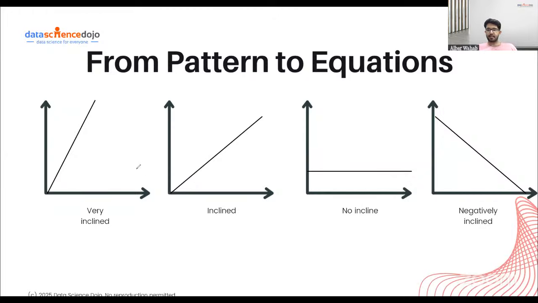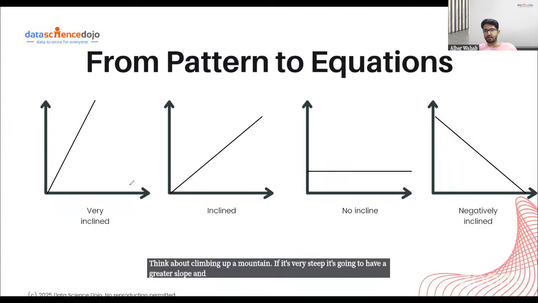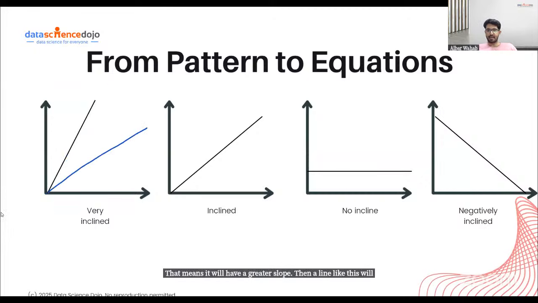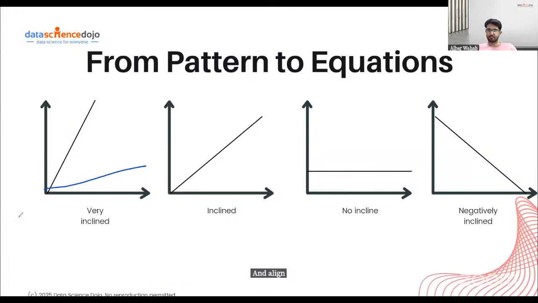A slope of a line is basically how inclined that line is. Think about climbing up a mountain. If it's very steep, it's going to have a greater slope. And if not, it's going to have a lesser slope. So looking at all of these lines, this line is very inclined. That means it will have a greater slope. Then a line like this will have a lesser slope, and a line like this will have a lesser slope.